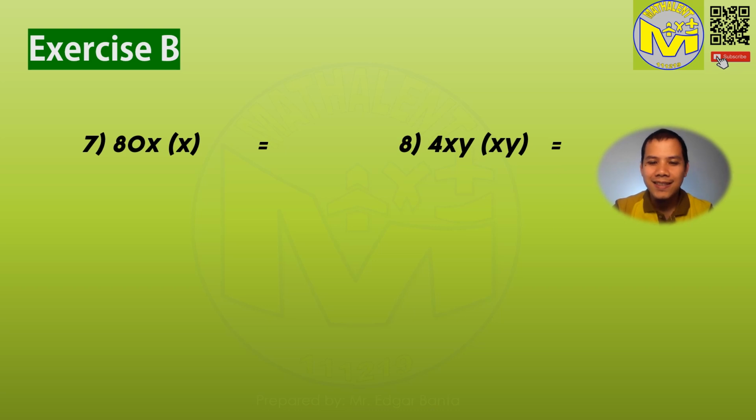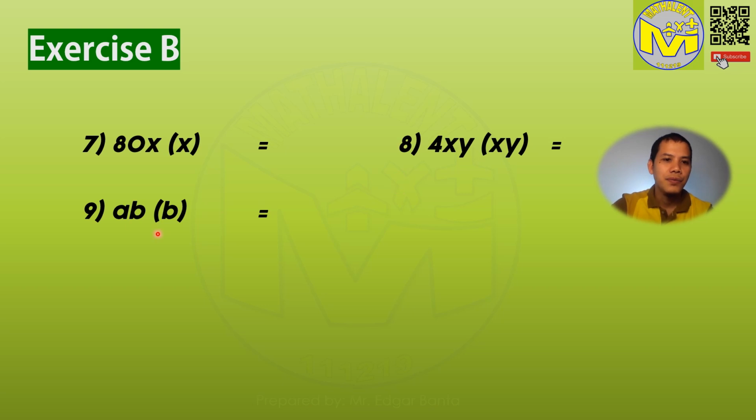Number 8. In number 8, we have 4xy. In the bracket, we have xy. Oh, wait, I will show you the pointer. Here. We have xy in the bracket, so the coefficient of xy is 4.